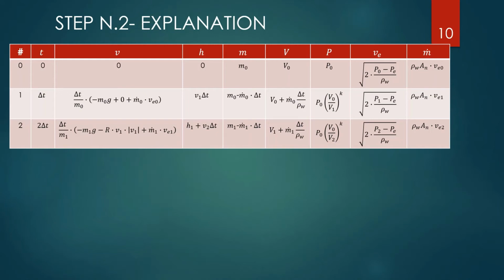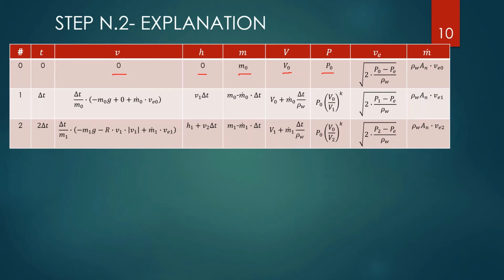We know the velocity, which is 0, the elevation is 0, the initial mass, which is for the whole rocket, is also known. The volume is the initial air volume, so it means the bottle volume minus the water. Then the pressure, which is the starting pressure. And all of them we can meter on side.